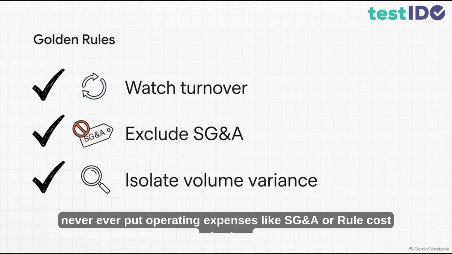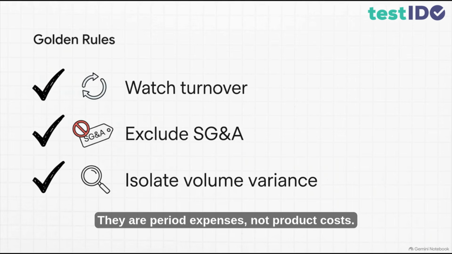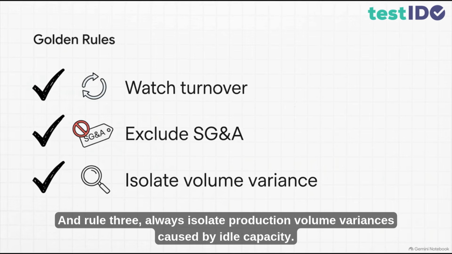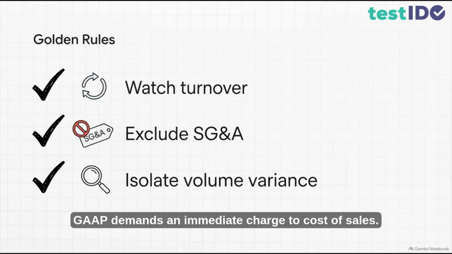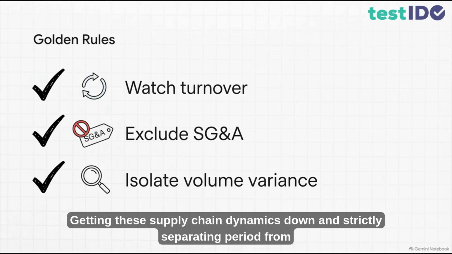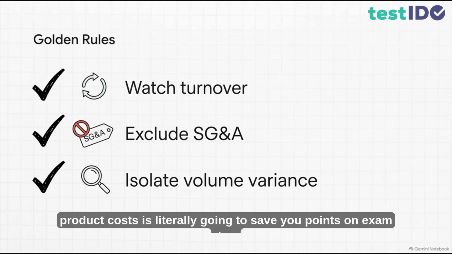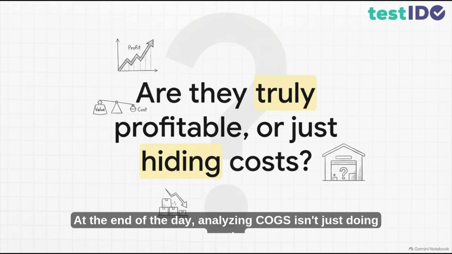Rule 2, never ever put operating expenses like SG&A into cost of sales. They are period expenses, not product costs. And Rule 3, always isolate production volume variances caused by idle capacity. If production drops below normal capacity, GAAP demands an immediate charge to cost of sales. Getting these supply chain dynamics down and strictly separating period from product costs is literally going to save you points on exam day. At the end of the day, analyzing COGS isn't just doing math.